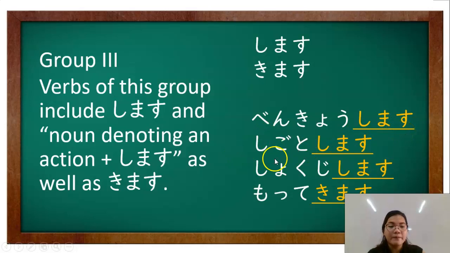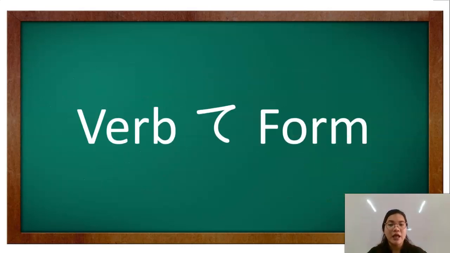Another one, shigoto shimasu. Shokuji shimasu. Motte kimasu. Okay, since you already know the different groups of verbs from 1, 2, and 3, now let's go to the verb te form.